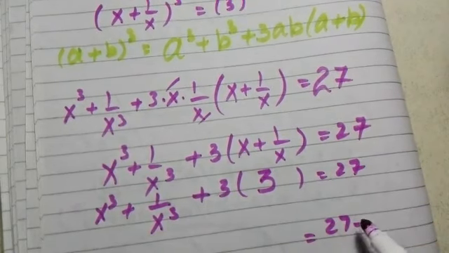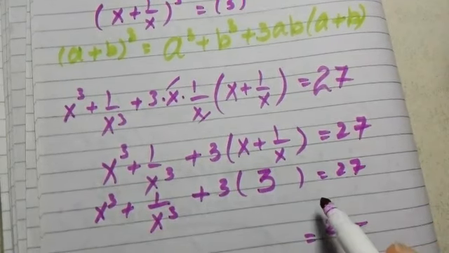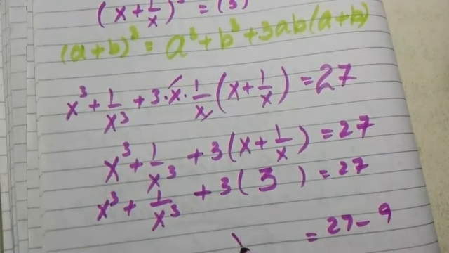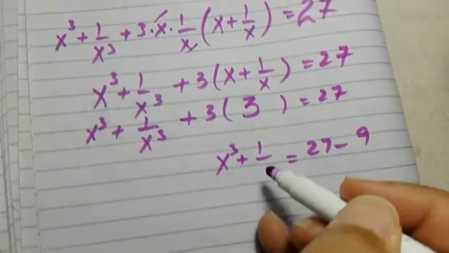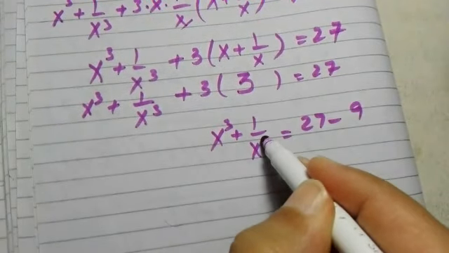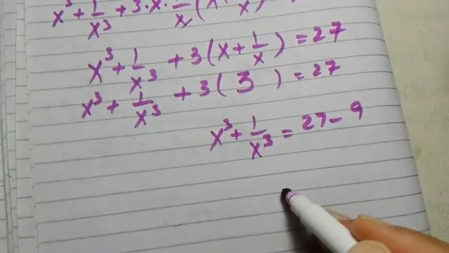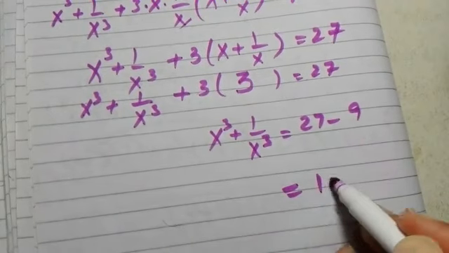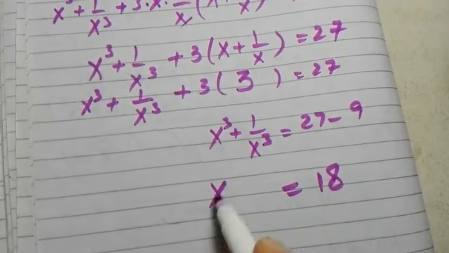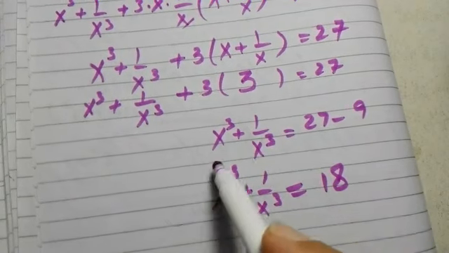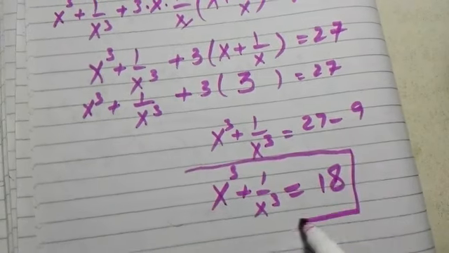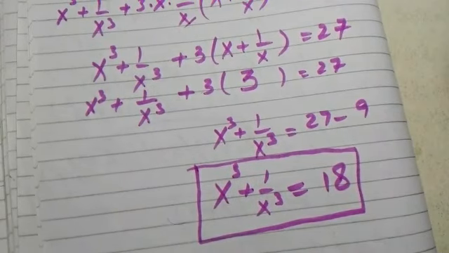x cubed plus 1 over x cubed plus 3 times 3 equals 27. So shift the 9 on the other side and keep x cubed plus 1 over x cubed on the left hand side, what is required. So this will generate 18. Like this one.